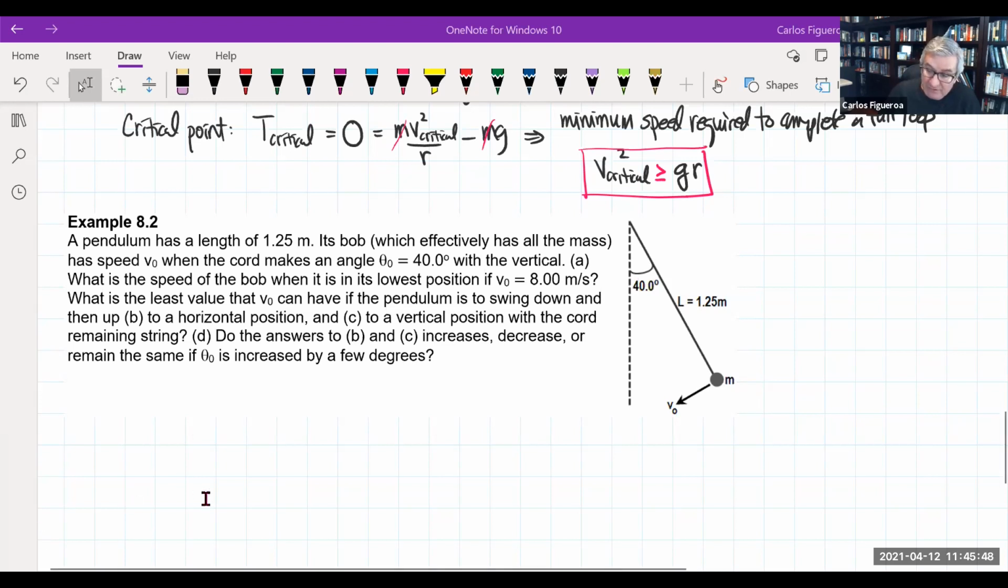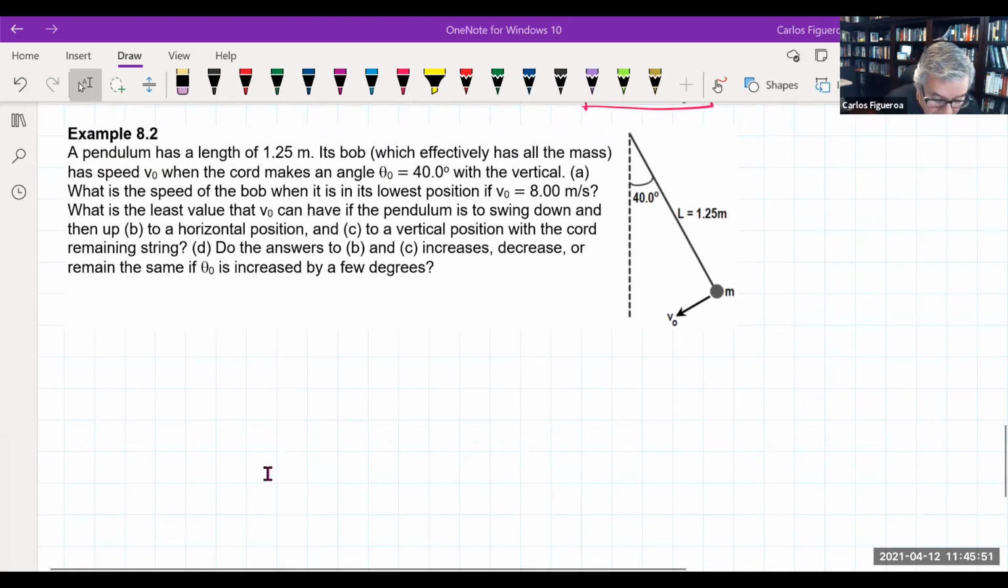So let's look at this first question here. It says, I have a pendulum. It has a length of 1.25 meters. Its bob, which is the heavy mass, which effectively has all the mass, when the cord here. So by the way, we should talk about this. I don't know if we've talked about this. Is there such a thing as a massless string? And the answer is, of course, there's no such thing as a massless string.